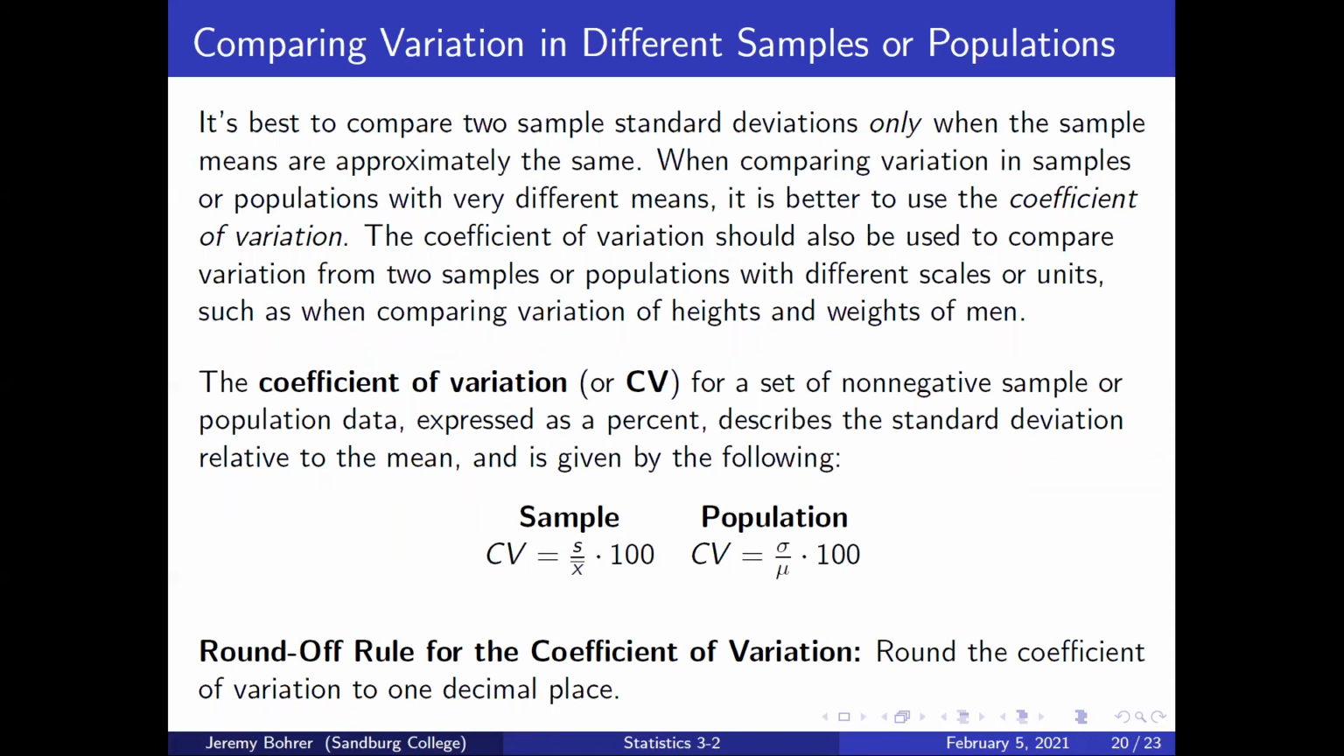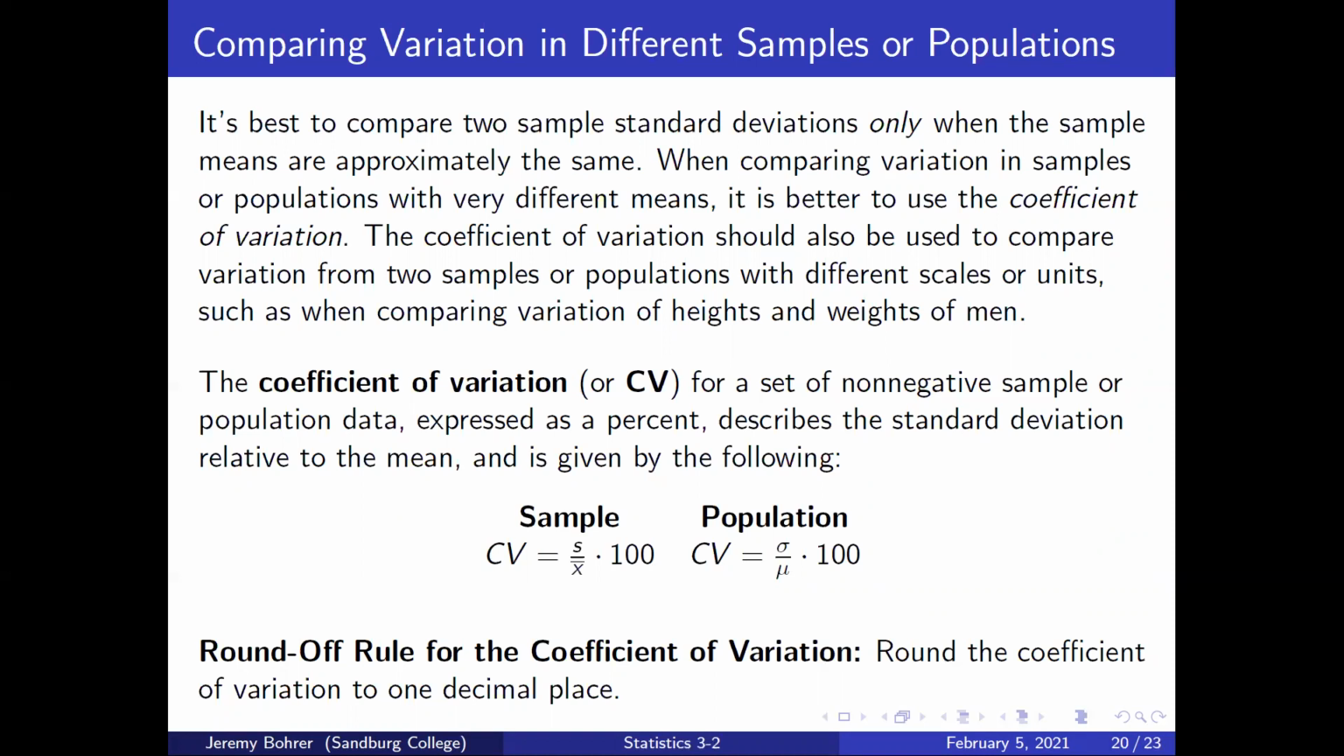It's best to compare two sample standard deviations only when the sample means are approximately the same. When comparing variation in samples or populations with very different means, it's better to use the coefficient of variation. The coefficient of variation should also be used to compare variation from two samples or populations with different scales or units, such as when comparing variation of heights and weights of men.